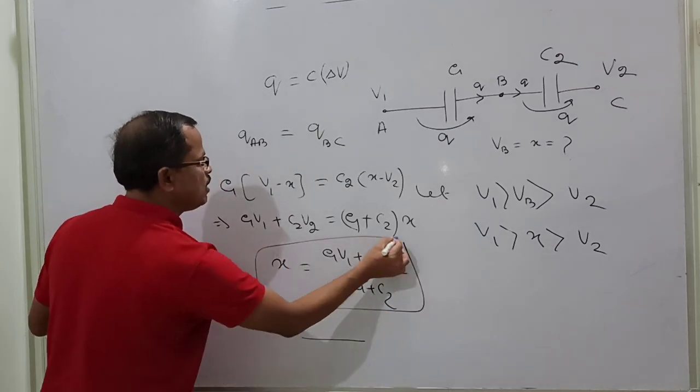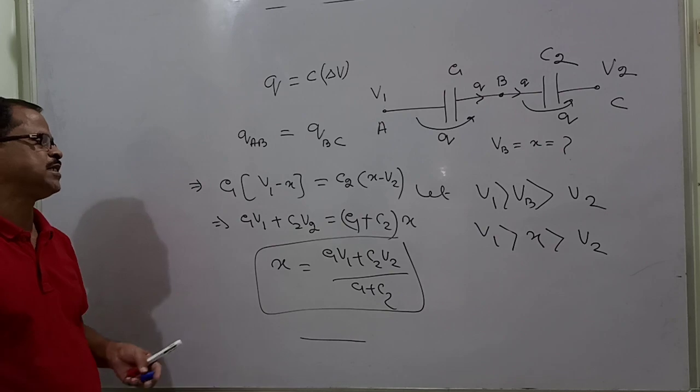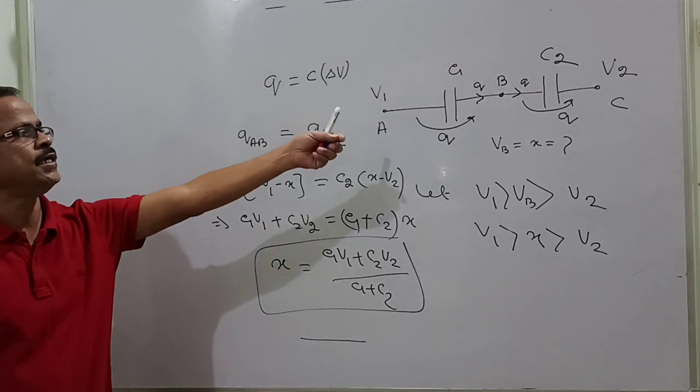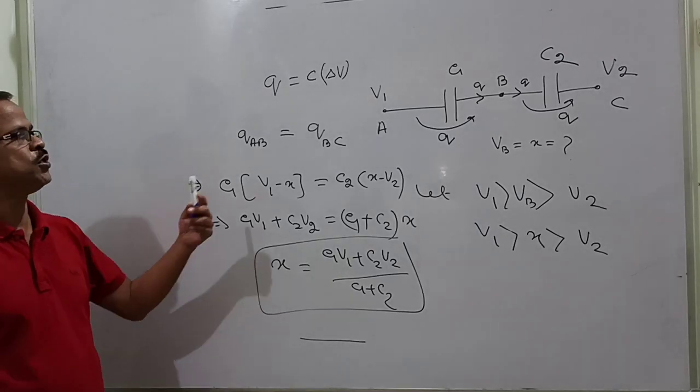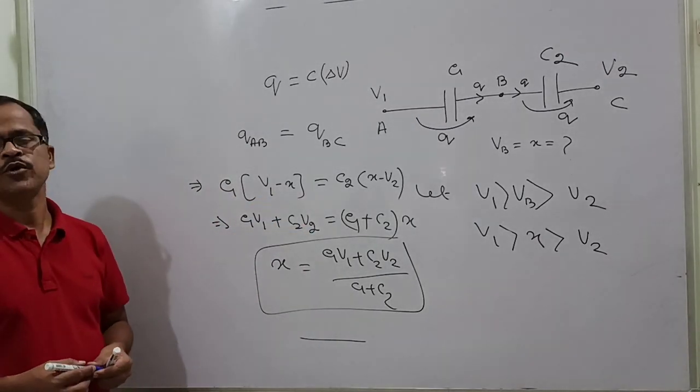This is the potential of the junction in steady state. So irrespective of the capacitance, irrespective of the potential, you apply this formula. Then you write which potential is how much, which charge is how much. Accordingly, you may put it in to solve a particular problem.